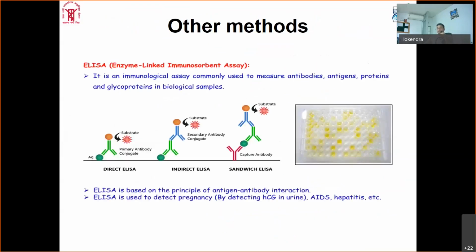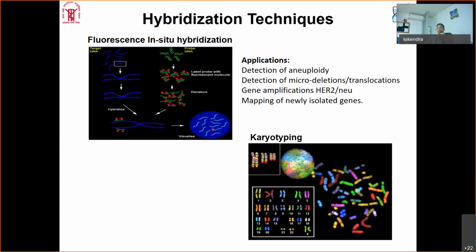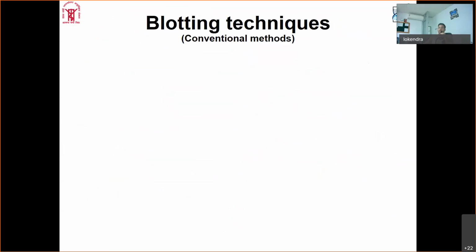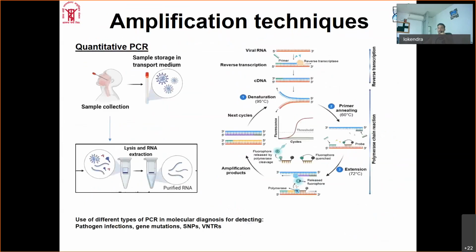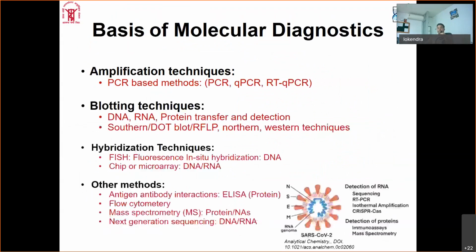The other methods, so far what we have seen, are primarily the amplification technique, blotting technique, and hybridization technique. So in hybridization, FISH and chip or microarray. Now there are other methods which everybody knows. I think most of you are quite familiar with ELISA and flow cytometry, and I will discuss a little bit more about mass spectrometry and next generation sequencing.